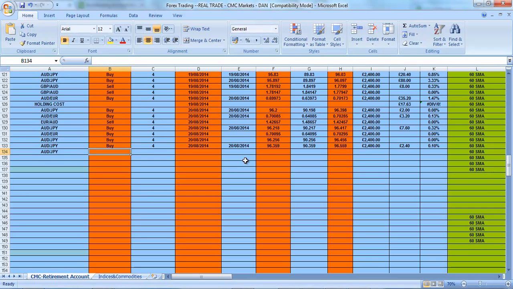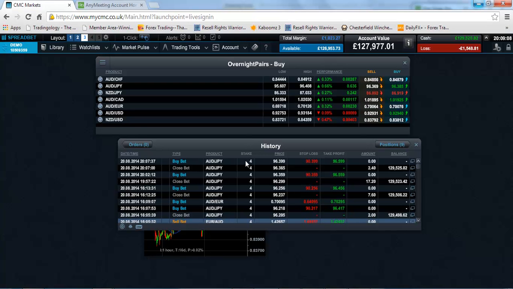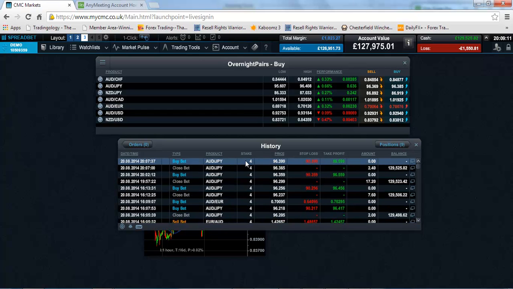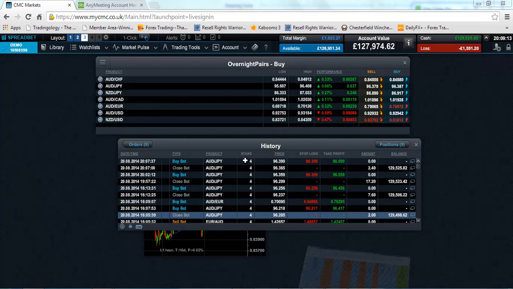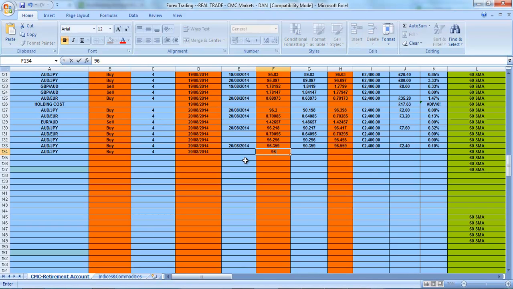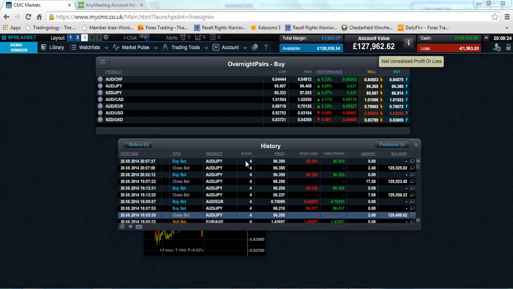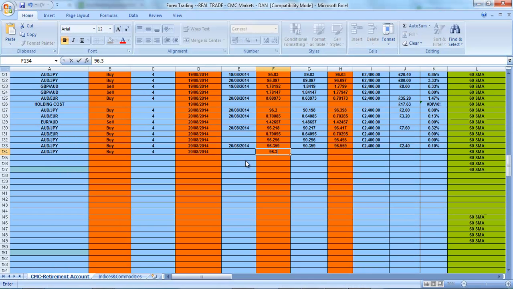AUD/JPY, and then I'll put in buy again, and then per point is 4. I'll put in today's date again. I haven't exited this one, so I can't put a date. And then obviously I have to go and get my price. And then my price for this one is 96.399.